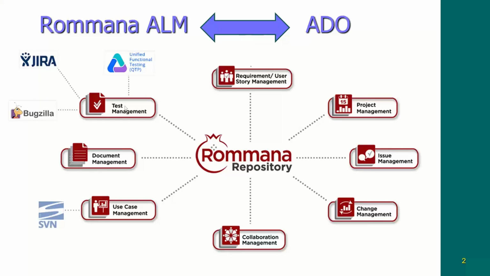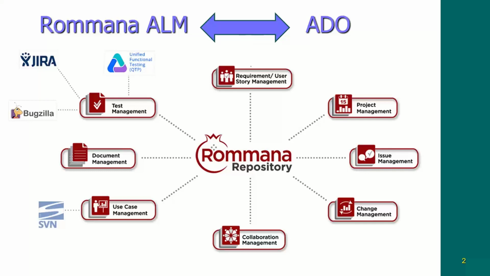Let's not forget that Rommana ALM has an app that's available for Jira. It's called Rommana ALM for Jira, and it is available in the Atlassian marketplace. As we speak, we are also finalizing our Rommana ALM app for ADO, where you can access that app from within your ADO and access the Rommana ALM functionality. However, what I'm talking about today is not the Rommana ALM app for ADO.